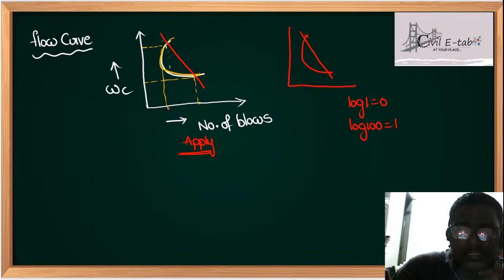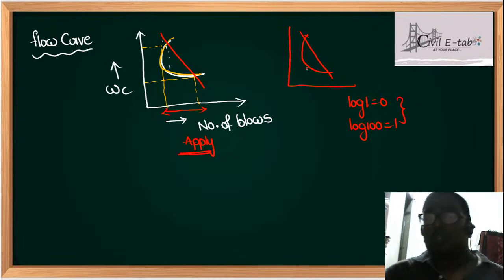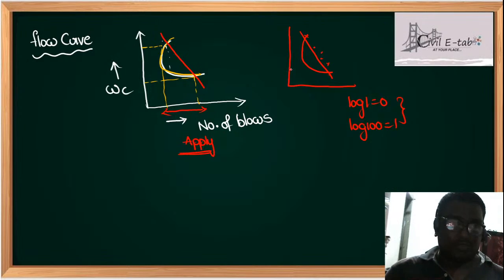So for a large x-axis variation, the y-axis variation will be very less, so that even though the points are not on the same line, they will be very close, so that we can draw a line. Am I clear, students?